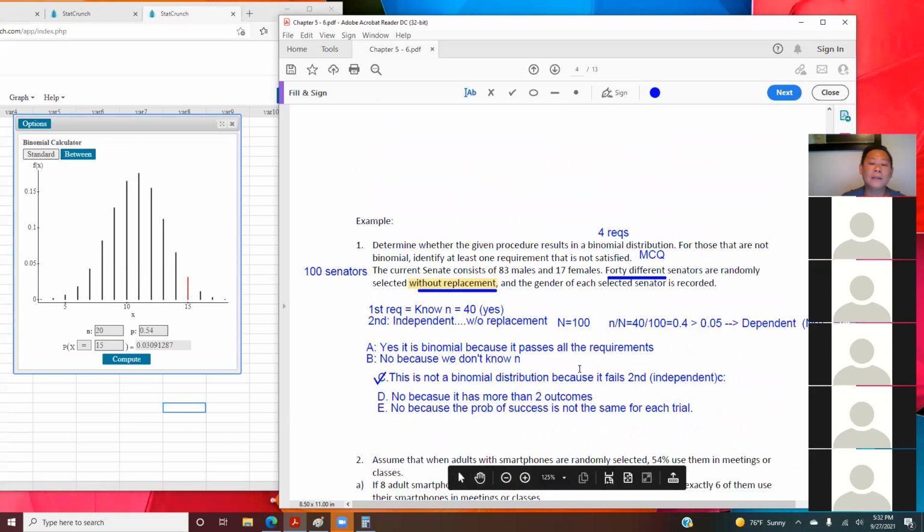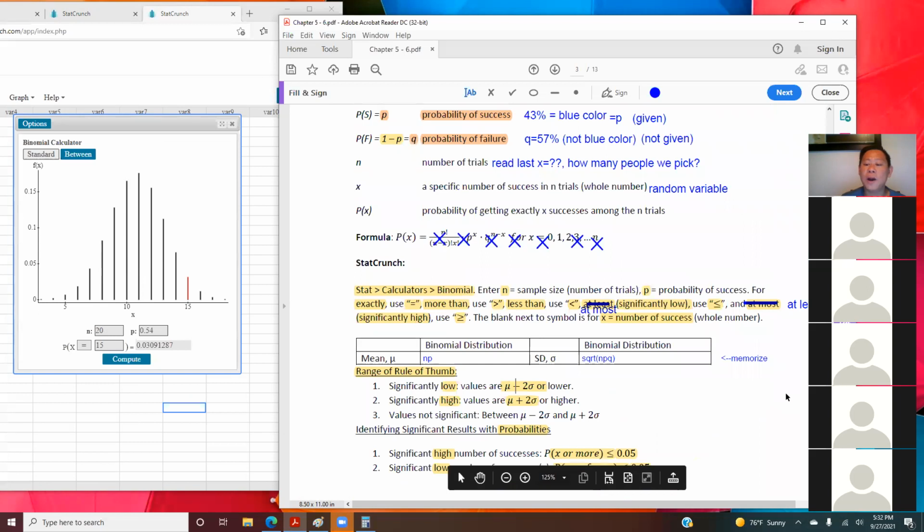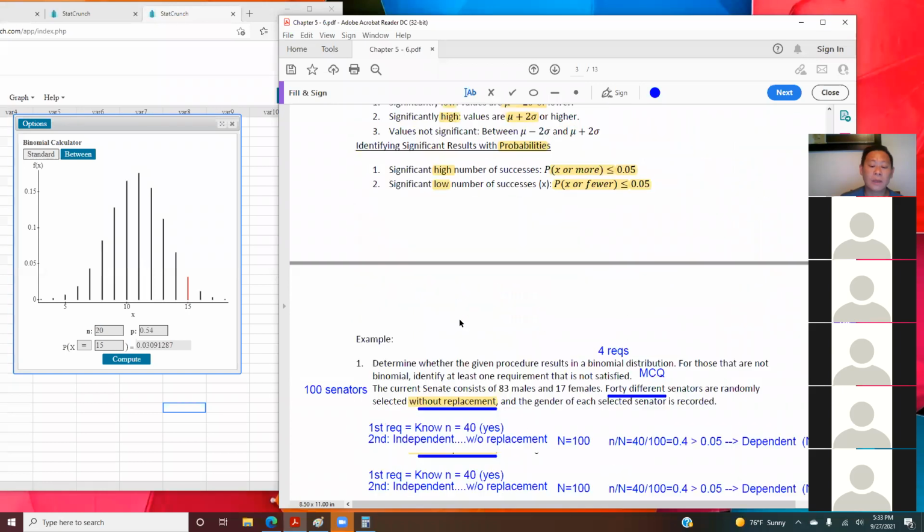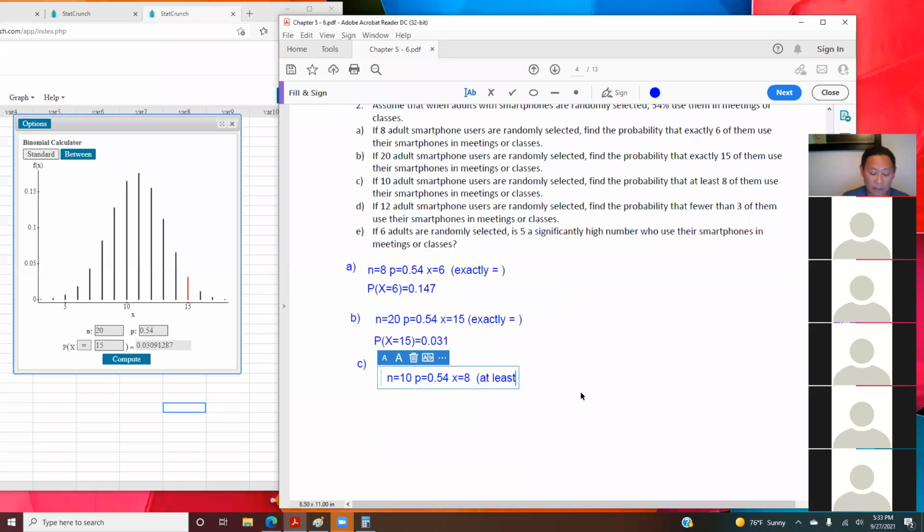So if you look at this here, which one is at least? Is that equal to, greater than, less than, or greater than or equal to? Which one is at least? At least is greater than or equal to, right? So this is at least. You guys with me? So when you have at least, you will use greater than or equal to.